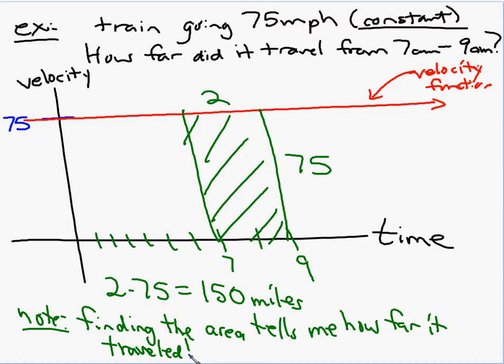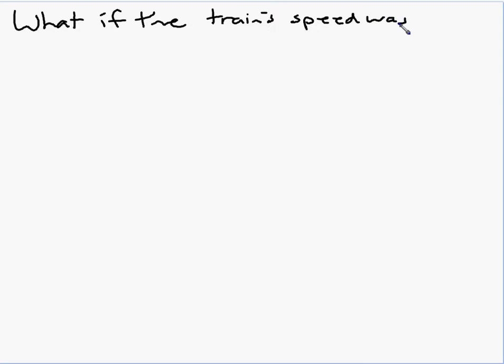So, now this was nice and neat and clean because I had a constant function. But what if the train's speed was not constant?